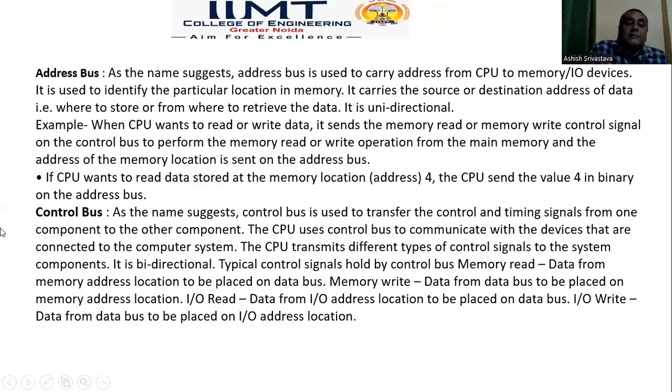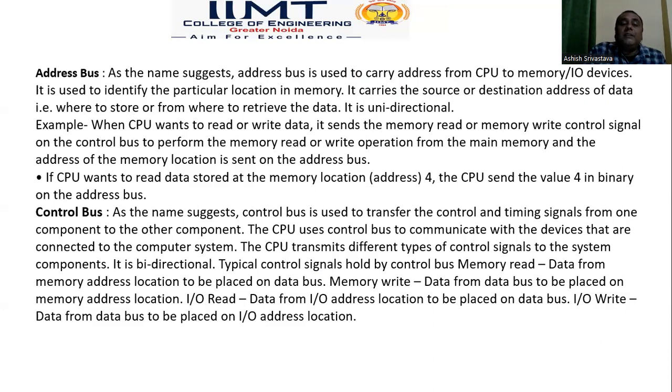Now, the address bus. As the name suggests, the address bus is used to carry the address from the CPU to the memory unit. It is used to identify a particular location in memory. It carries a source or destination address, where to store or from where to retrieve the data. The address bus is unidirectional.